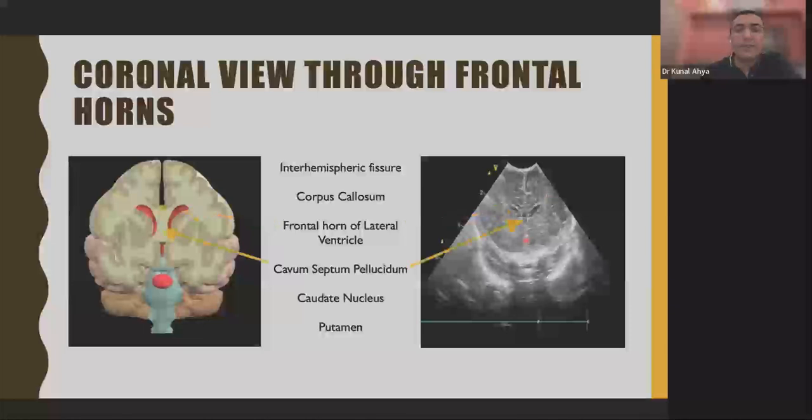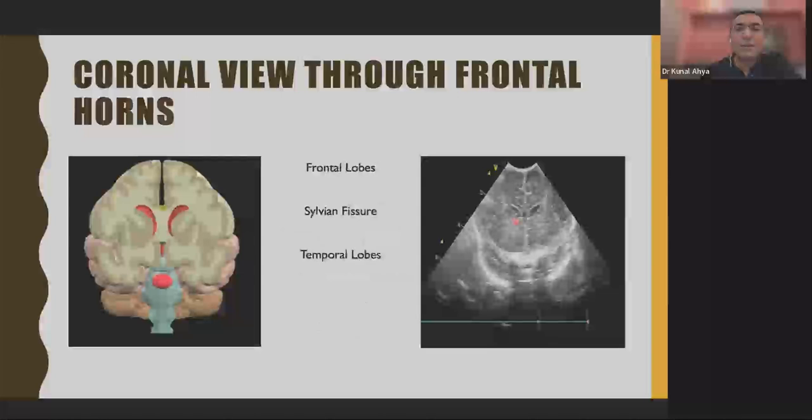So this is the cavum septum pellucidum, the area in between the two lateral ventricles. Then what you can see here is the caudate nucleus, and below that is your putamen. So these are all the structures you can see in the frontal horn view, as well as the frontal lobes.